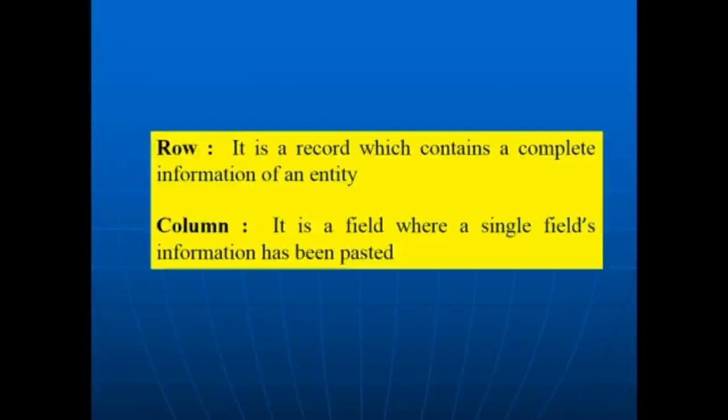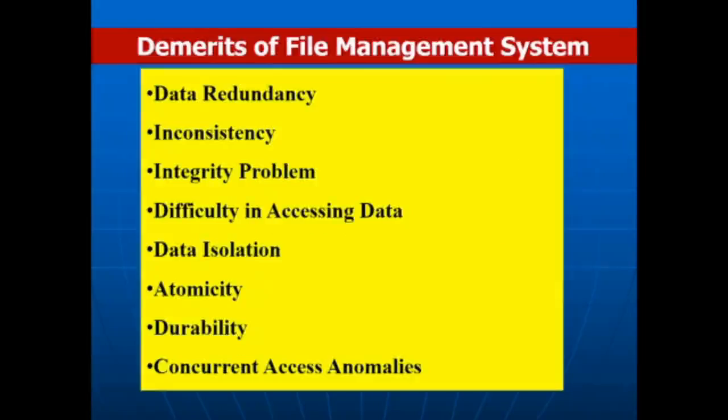Row is a record which contains complete information of an entity. What is a column? It is a field where a single field's information is stored. Then let me move on to demerits of file management system, because we are talking about database system. Before database system came into existence, we had a file management system.